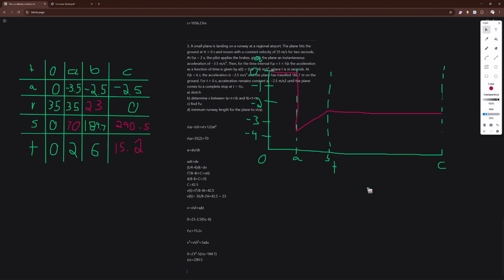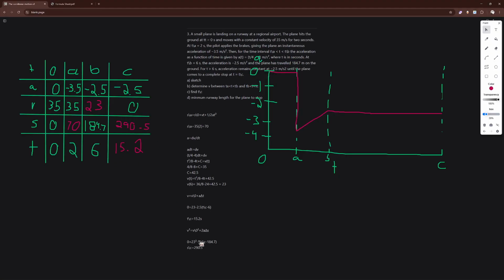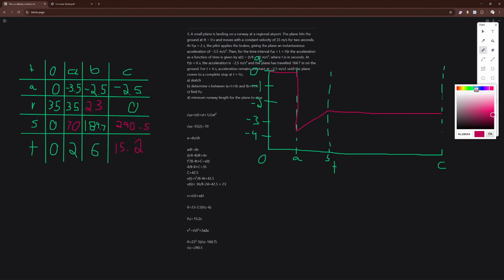This chart's kind of in the way. You can read that. It's fine. And the minimum runway length we also found, which was just 291. So we solved the entire question while filling out this table. I'm just going to switch to yellow here. But as you can see, this value of 70 was useless.